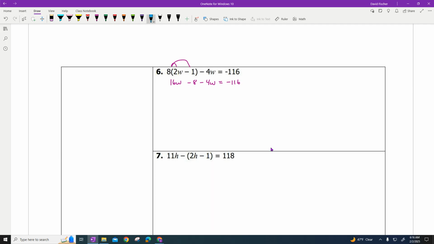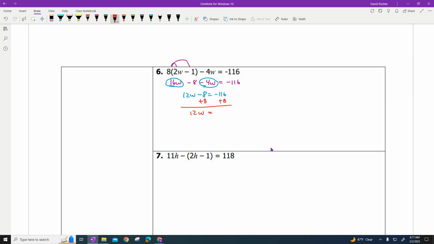What do you think you should do next? If you're saying collect like terms, you're absolutely right. I got a 16 and I got a -4 there. Bring everything straight down. Now I bet you're getting good at this. Hopefully you're saying let's add 8 to both sides. Notice I put the plus sign there too so that I know, showing my work and that I'm adding 8 to both sides. That's always a good habit too.